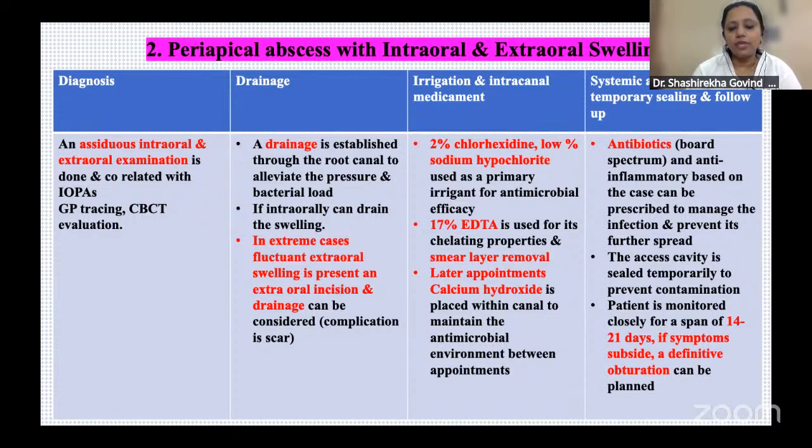In such cases, first and foremost, if there is an active pus discharge through the canal, it has to be kept open, giving 2% chlorhexidine, and a low percent of sodium hypochlorite can be used. Then in later appointments, if there is no active pus discharge, you can give a combination of calcium hydroxide and chlorhexidine. Then, of course, here we have to give systemic antibiotics, especially broad spectrum antibiotics, and then you have to follow up. You have to give analgesics, and the patient will be monitored closely for a span of 14 to 21 days. If symptoms subside, then only do we go ahead with the obturation.